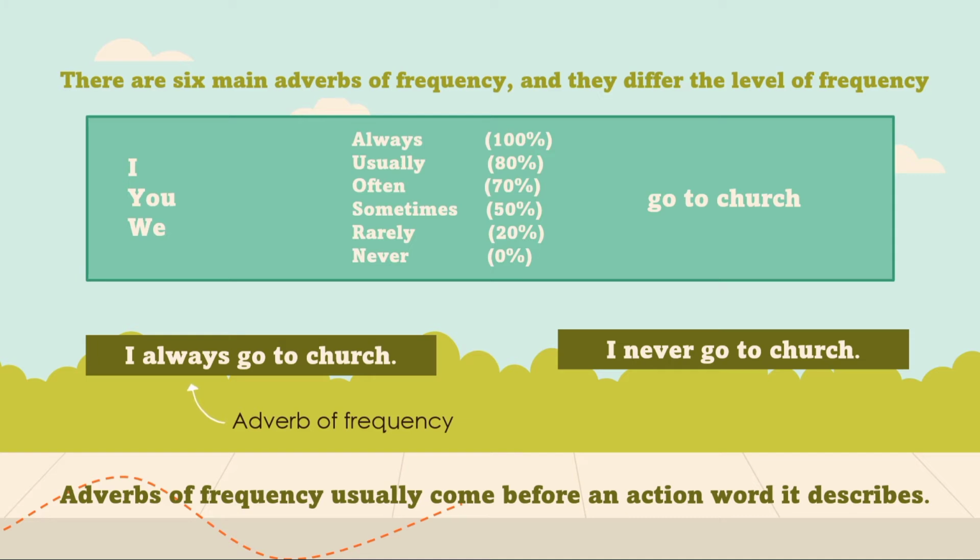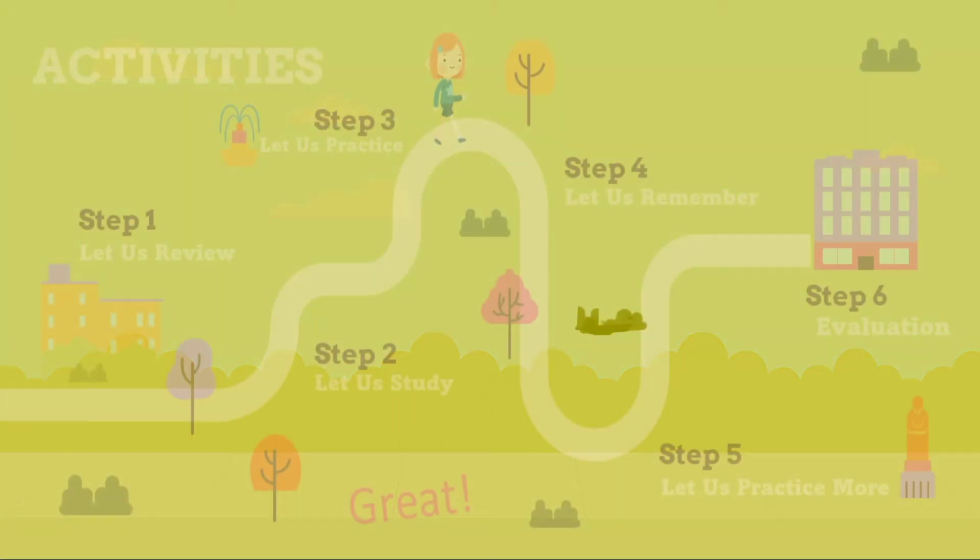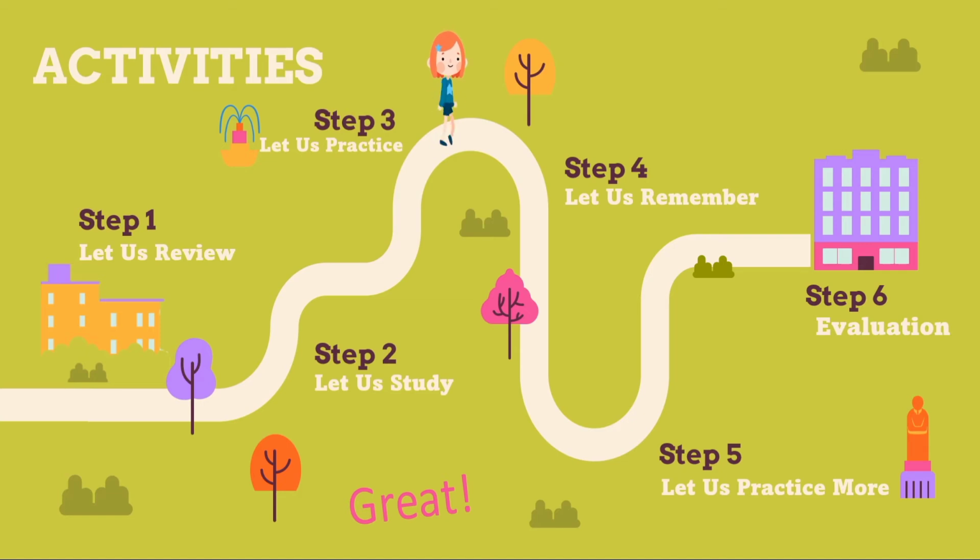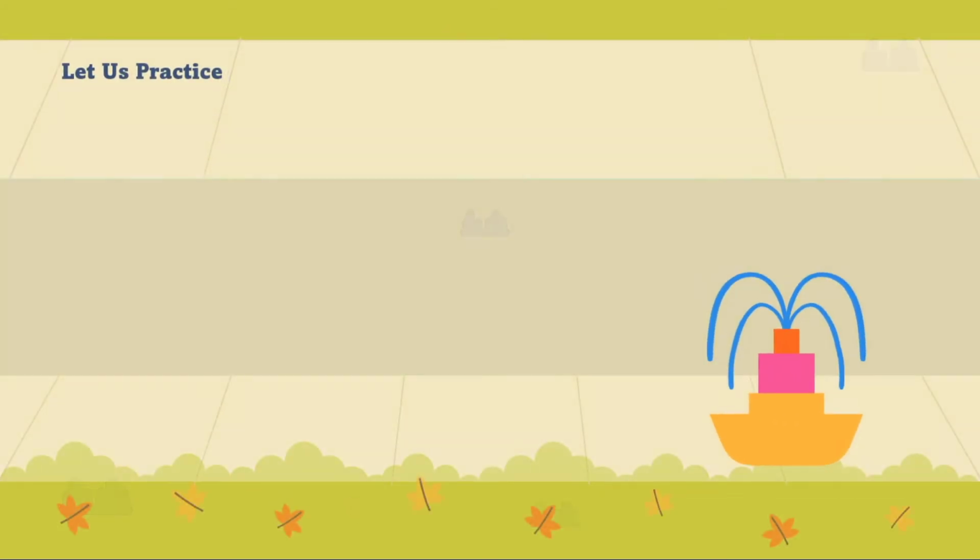So it comes before an action word, go. Always go. Okay? Now that you know what adverbs of frequency are, get ready for more interesting tasks. Turn your learning activity sheet to page 6. Let us practice. Let us have this one.